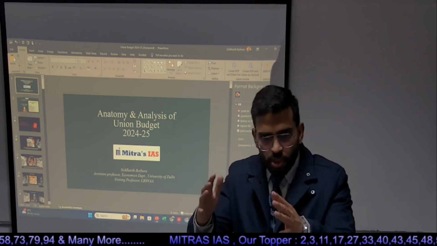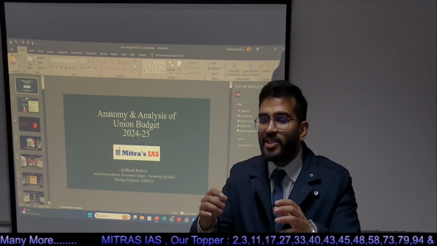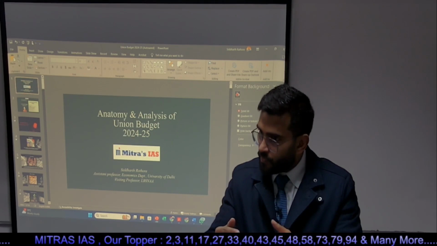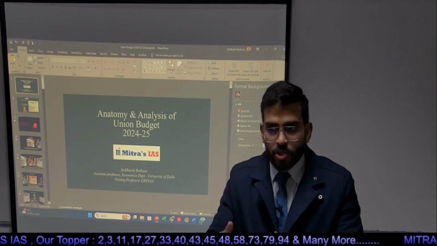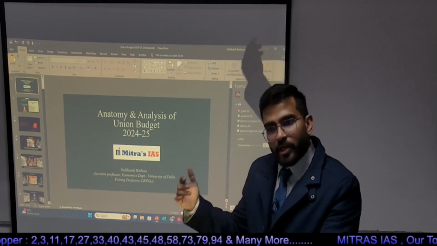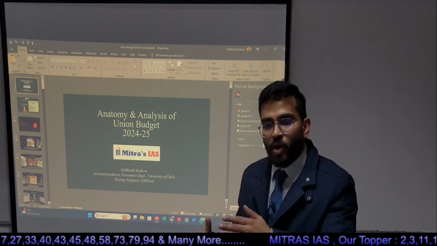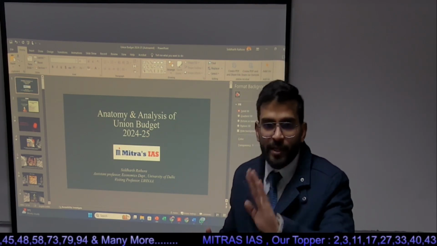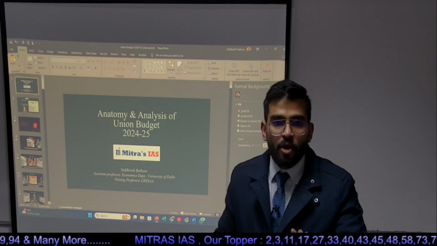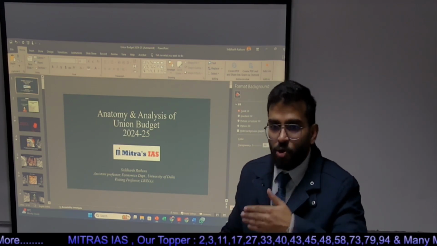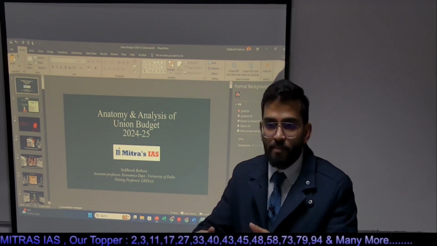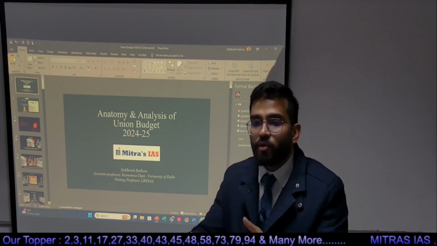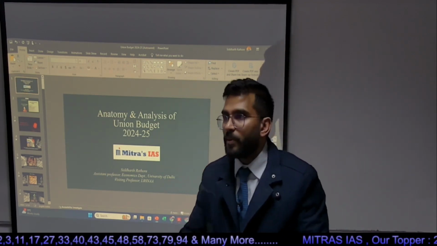So the structure is going to be the same, but just the numbers will change over years and the schemes will change. So what you're going to study today is going to be relevant till the time that you are an economics student, till the time you are preparing for any kind of examination. That will be valid. All you need to do from next year onwards is change these numbers. See, the orientation of the government is changing. I'll give you an example.